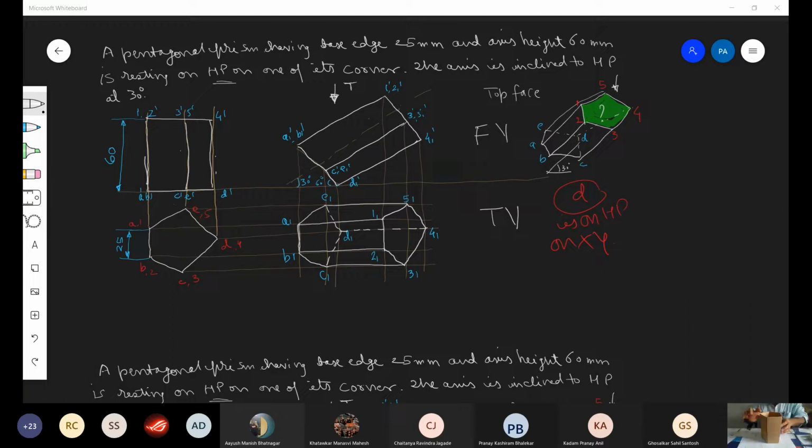ठीक है. Now, so initially what if it is inclined like this? So initially we'll keep it like this. If it is inclined to HP, we will keep it perpendicular to HP. If it is inclined to VP, we will keep it perpendicular to VP. Inclined to VP, perpendicular to VP. Inclined to HP, perpendicular to HP.